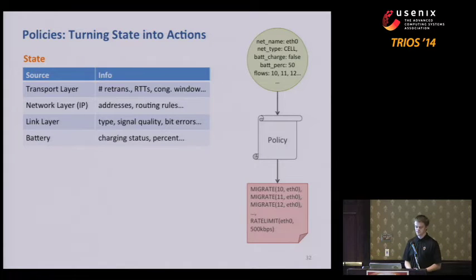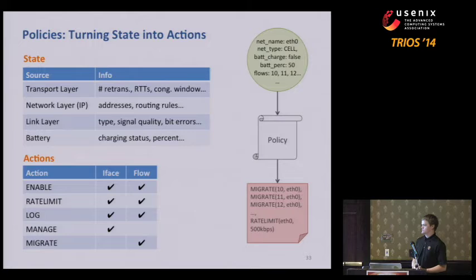Here you can see the first couple of actions are migrate actions, and what they do is they're saying to move these flows 10, 11, and 12 to the current active interface, ETH0. At the bottom, there's another action called rate limit that says ETH0 should be rate limited to 500 kilobits per second. So in essence, this policy is looking at the device state and saying, I want to use the cell network, but only at a limited amount, and I want to make sure all the active flows are currently on that interface.